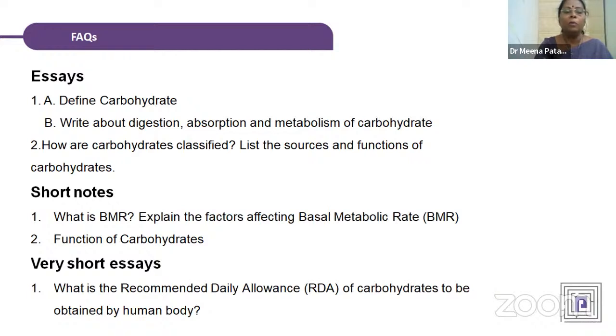Then short notes: what is BMR? Explain the factors affecting BMR. Then the second question is functions of carbohydrates. These should be very short essays or answers. What is the recommended daily allowance of carbohydrates to be obtained by the human body from the food that we consume every day?